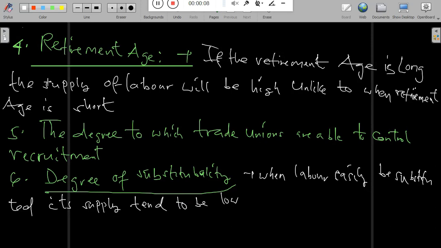But also the issue of retirement age. If the retirement age is long, the supply of labor will be high, unlike today when the retirement age is short. Also the degree to which trade unions are able to control recruitment. This means that if trade union policies restrict the movement or mobility of labor, this may be a problem to the supply of labor. Degree of substitutability as well. When labor can easily be substituted, its supply tends to be lower than when labor becomes difficult to substitute in one way or another.